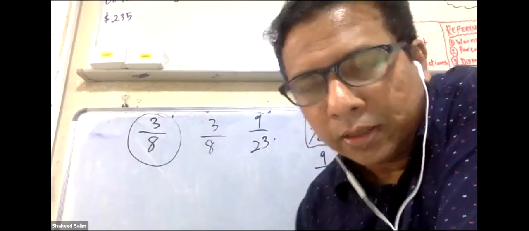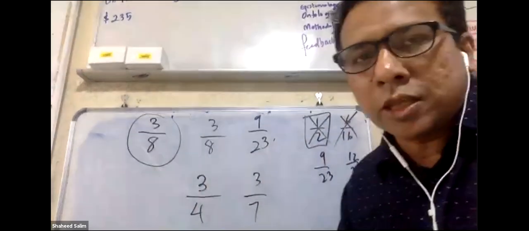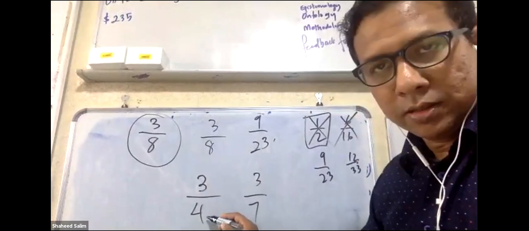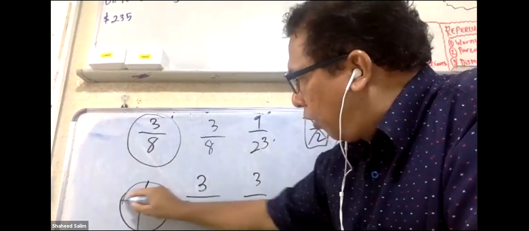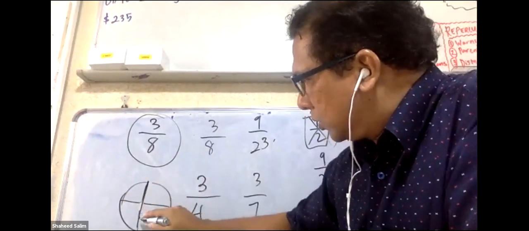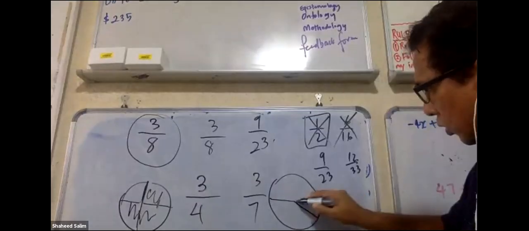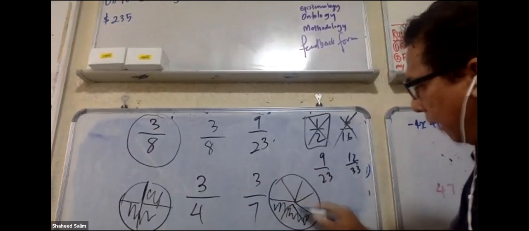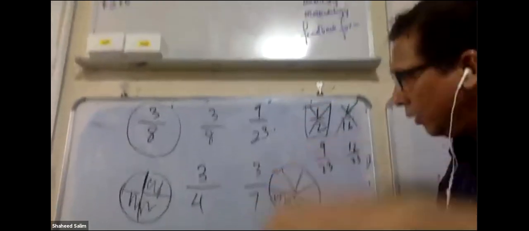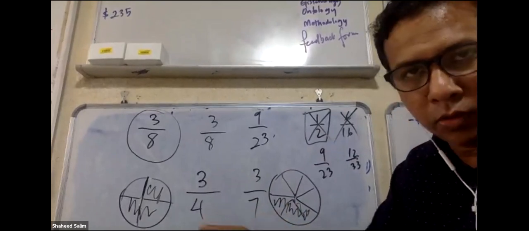If you have the same number, let's say 3/4 and 3/7, which one is bigger? This one is smaller. Why? Now you have a pizza. You cut into 4 parts, so you have 3 parts. Oh, very big. This one now you cut into 7 parts, so you have 3 only. It's not even half. Can you see? So if the top number is the same, the bigger the bottom number, the smaller the fraction. You understand that?